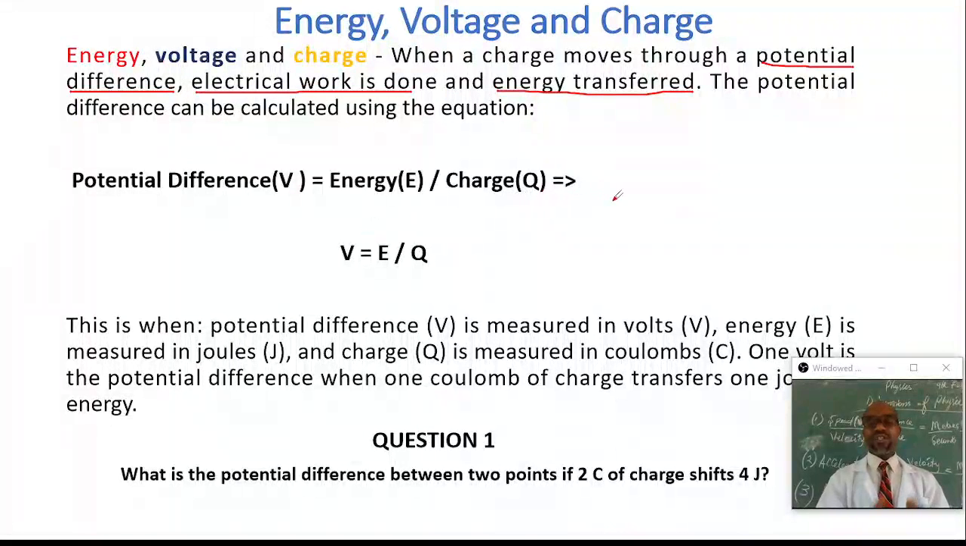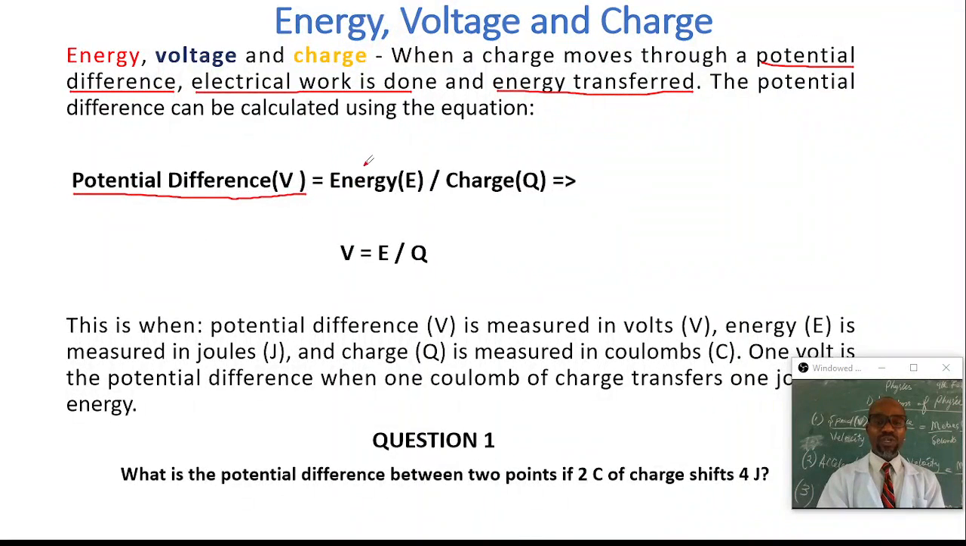So now the charge moves through a potential difference. Electrical work is done. I repeat, electrical work is done. Energy is also transferred. So we want to know the value of the potential difference in this aspect. What is the value of this potential difference?